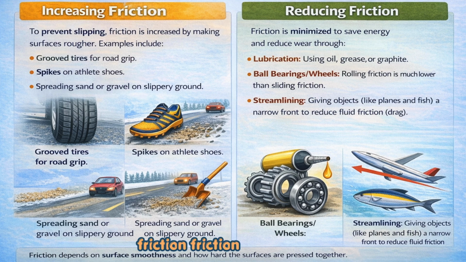Reducing friction. Friction is minimized to save energy and reduce wear through lubrication, using oil, grease, or graphite; ball bearings in wheels, since rolling friction is much lower than sliding friction; and streamlining, giving objects like planes and fish a narrow front to reduce fluid friction, or drag.